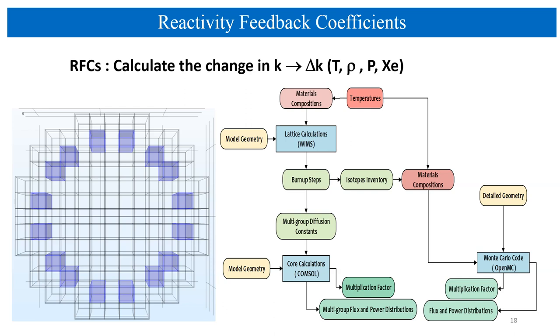Also the same for the density. Sometimes the temperature and density are linked. If I'm talking, as an example, about the moderator, the temperature of the moderator and the density of the moderator are linked. So I cannot change the temperature while keeping the density the same. I should change the density and the temperature.